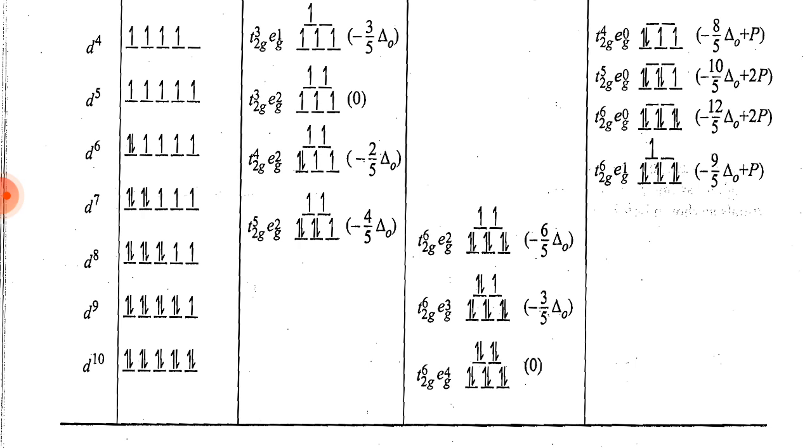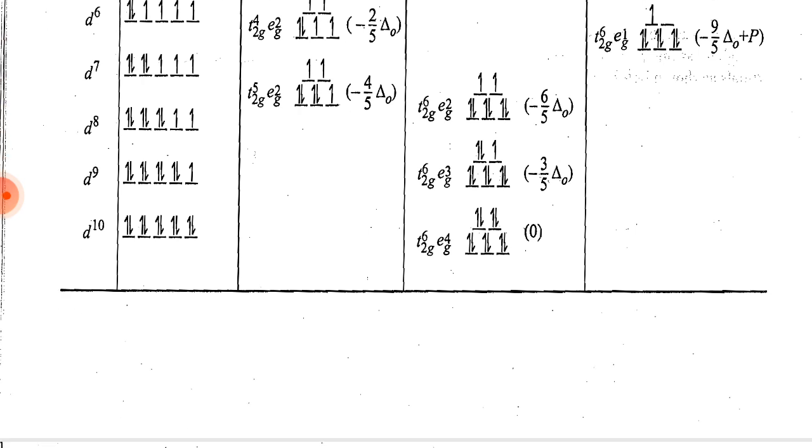Then d6, 6 electrons, one pair of electrons is present. So t2g4 eg2. So CFSE in high spin complex, t2g 4 electrons and eg 2 electrons will be there. So the value will be minus 2.5 delta 0. In low spin complex, t2g6 eg0, 3 electron pairs will be there because all 6 electrons are present in t2g. The value will be minus 9.5 delta 0 plus p.